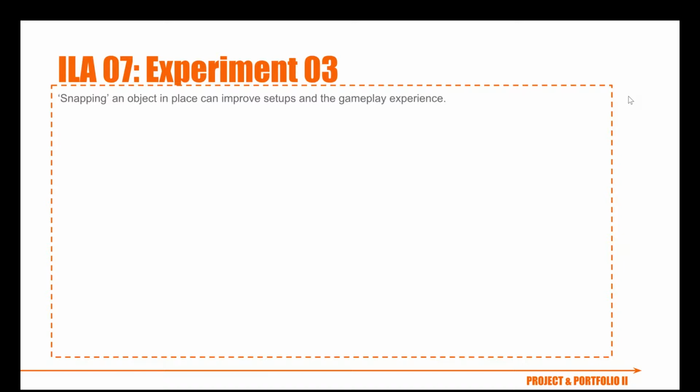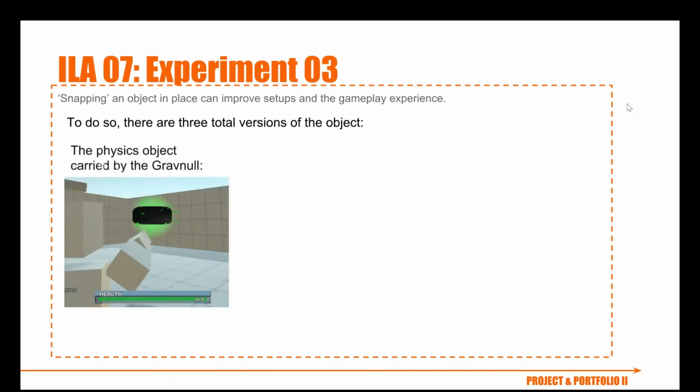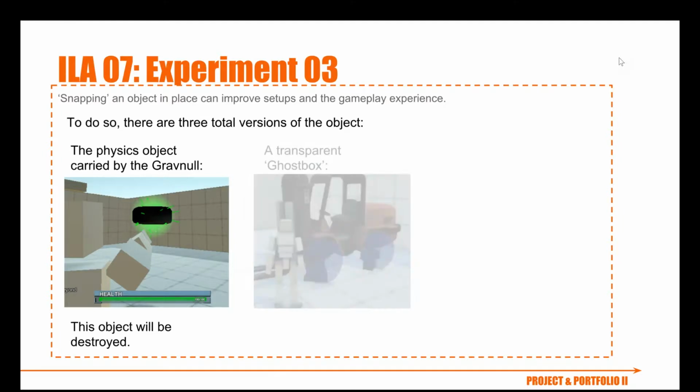needs to be done. So to snap objects in place, we're going to have 3 versions of the object itself, 3 duplicates of the same object. The first one is going to be a physics object that's actually interacted with and carried by the grav null. Alright, so this is going to be the object that gets destroyed when the snapping happens.